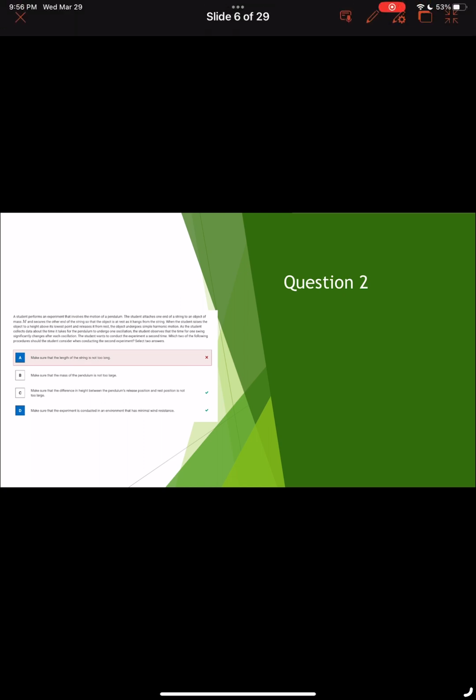This is question 2. I got question 2 wrong because I did not know that the formula for the period equation only works for angles that are less than or around 15 degrees. And so that makes this answer correct. The answer that I selected, A, make sure the string length is not too long, is incorrect because even though the string length would be longer, that would not change the period for oscillations with the same string length. And here are some related notes.